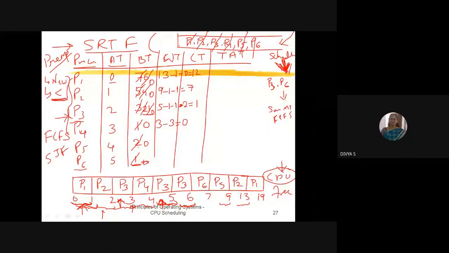Now going to P5 process. How many times did it occur? 1 time. Only one time. The once occurred waiting time minus its arrival time: 7 minus 4 equals 3. Right? Now coming to the P6 process. P6 also occurred only once. Simply take that waiting time, that is 6, minus its arrival time, that is 5, equal to 1. Clear? Now these are the waiting times of all the processes.